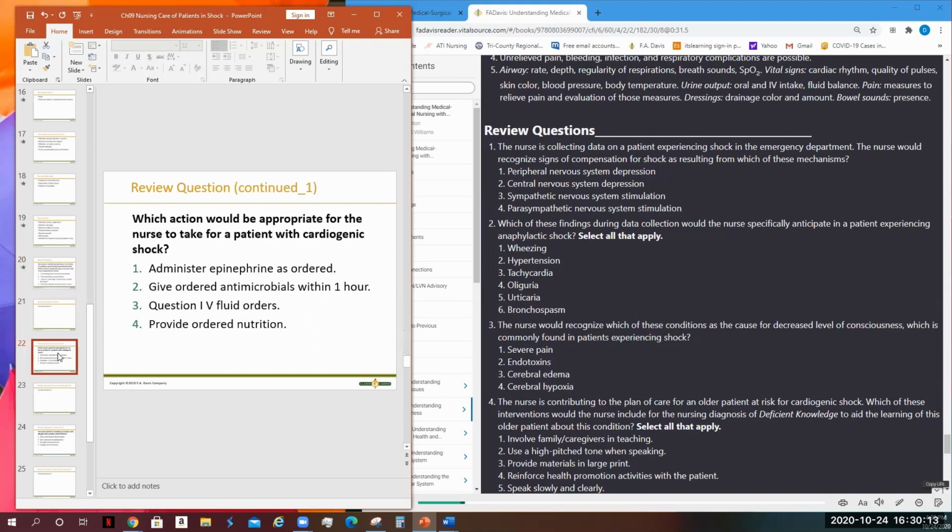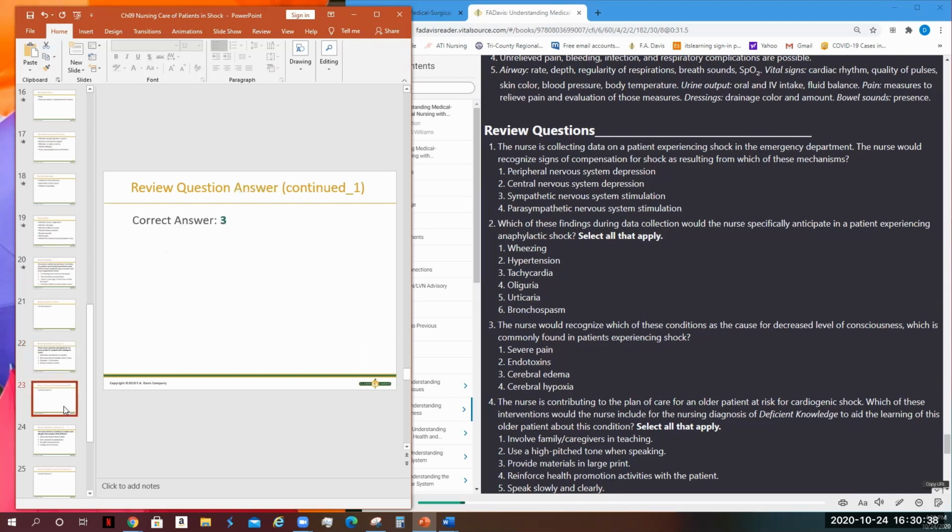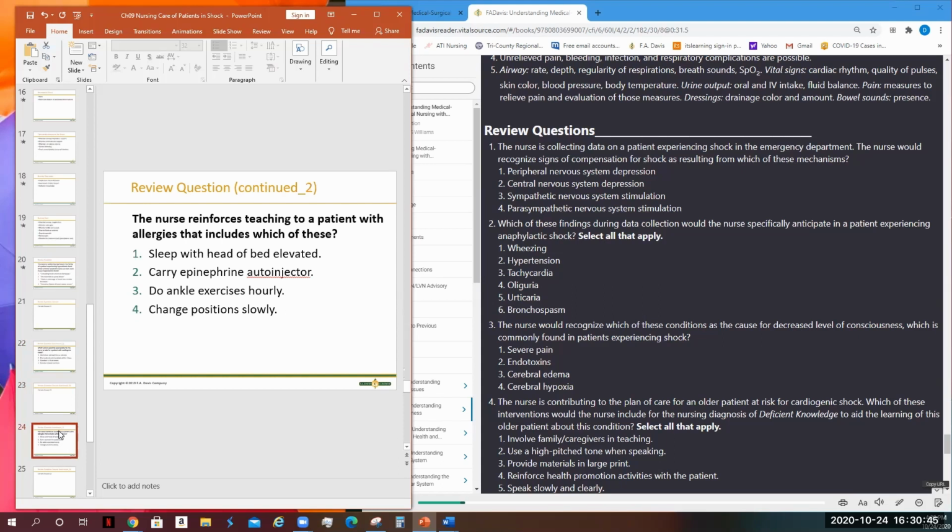The next question, which action would be appropriate for the nurse to take for a patient with cardiogenic shock? 1, administer epinephrine as ordered. 2, give ordered antimicrobials within 1 hour. 3, question IV fluid orders. 4, provide ordered nutrition. And the answer is 3, to question the IV fluid orders because they have a fluid overload situation, so that's not appropriate.